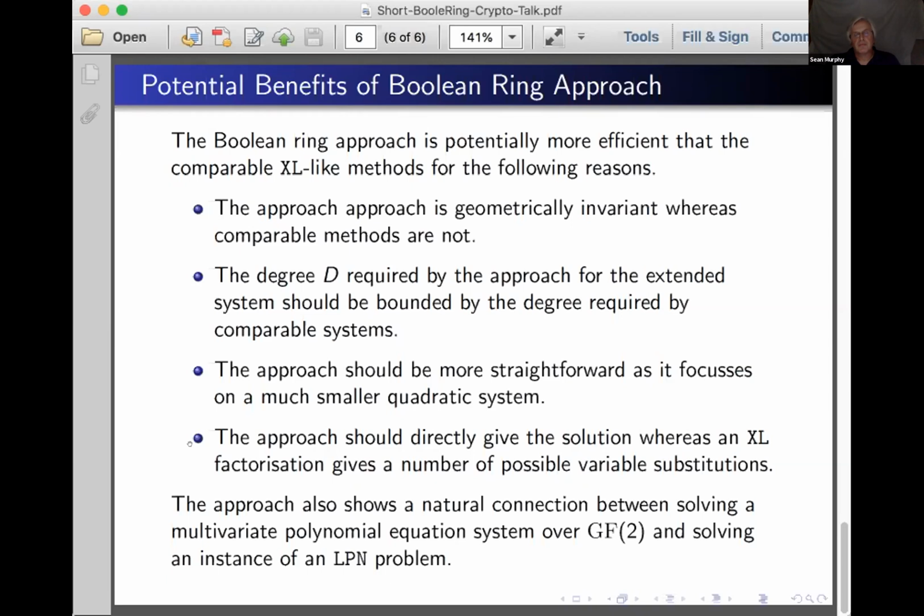This approach should also be much more straightforward, as the first thing we do is go down to a much smaller quadratic system, so simpler polynomials to handle. And this approach potentially just gives a direct solution, whereas the XL approach gives a factorization and a number of possible solutions, which we then have to try in turn. It also establishes a connection between solving multivariate polynomial systems over GF(2) and an instance of the learning parity with noise problem. Okay, so that's the whistle-stop tour of the paper. Thank you.